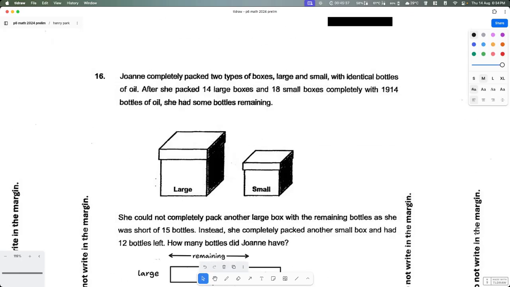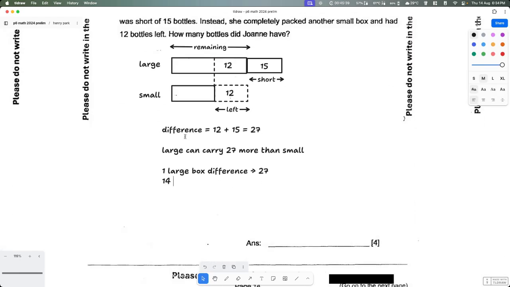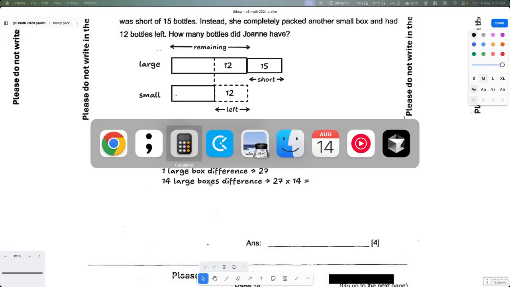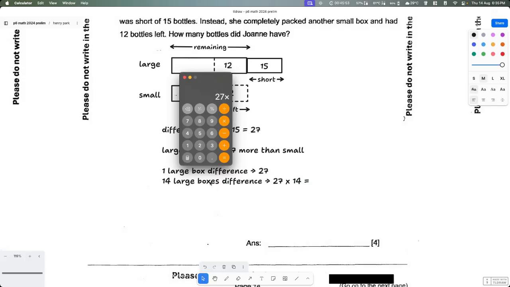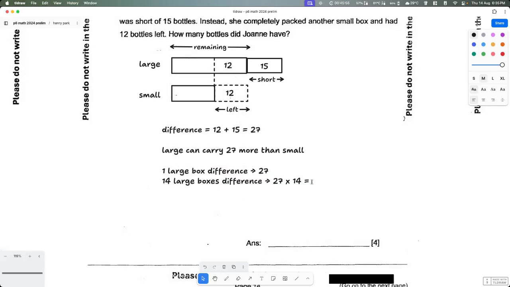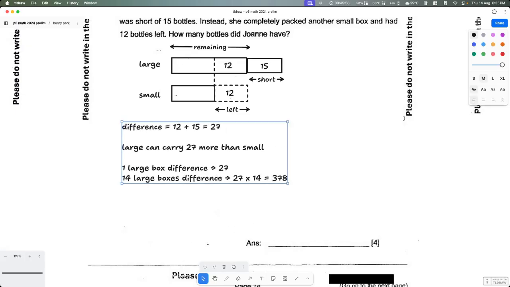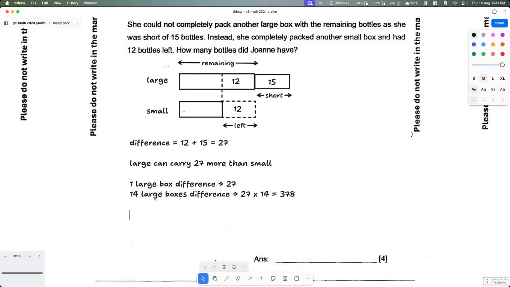Then how many large boxes? 14 large boxes difference is equal to 27 times 14. Let's see what's the answer: 27 times 14 is 378. So now we know that there are 378. Once we know the large boxes difference, we can get 1 unit for large box and 1 unit for small box, that's what you see over here.